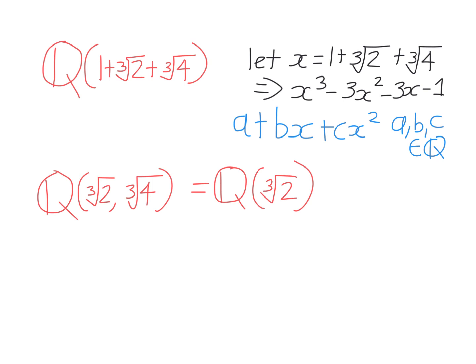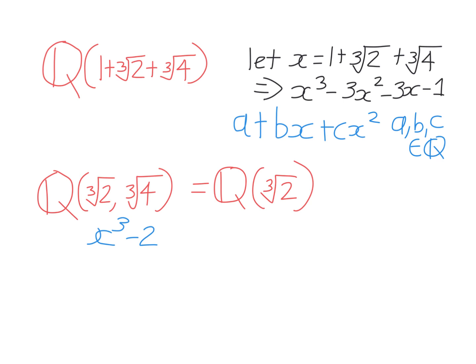How do you say that two fields are exactly the same? Well, every element in this field is an element of this field, and conversely, every element of this field is an element of this field. So how do we adjoin something like this? Here we're adjoining two numbers. So because I'm adjoining the cube root of 2, and I know that its minimal polynomial is just going to be x cubed minus 2, it is a degree 3 field extension.